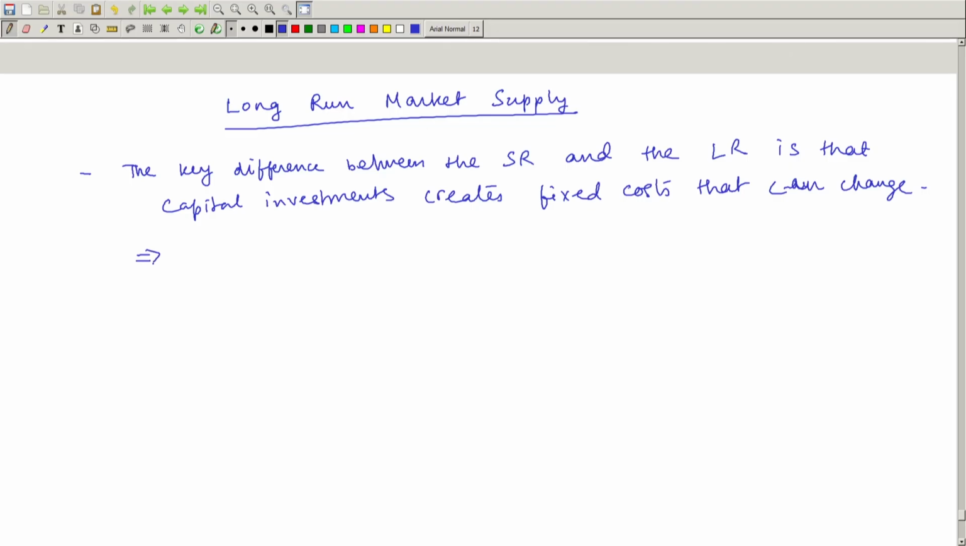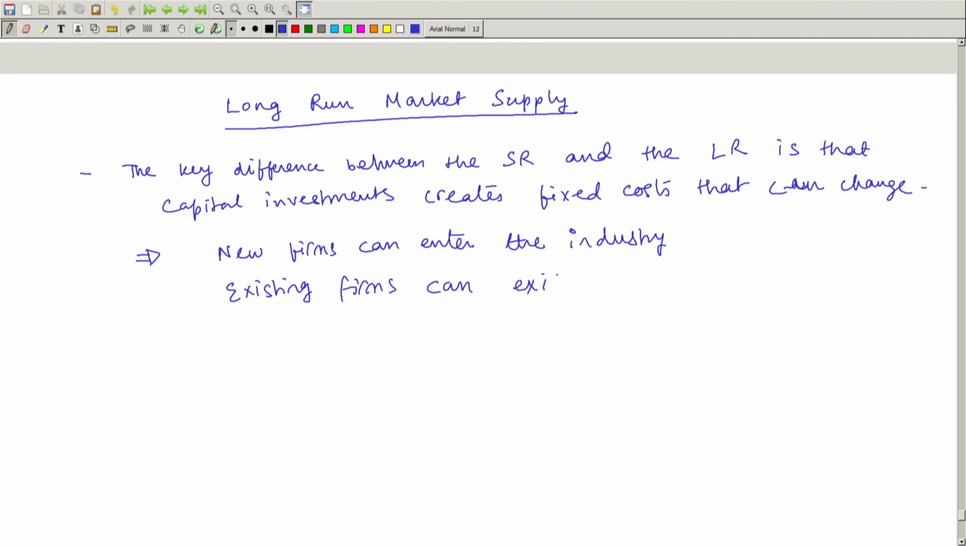So, this implies that new firms can enter the industry and existing firms can exit the industry, right. So, in the long run we are allowing the number of firms to be changeable. In fact, we will determine from the model what the optimal number of firms is. So, in short, we are allowing firms to enter the industry, and we are also allowing the incumbents or the existing firms to leave the industry if they wish.